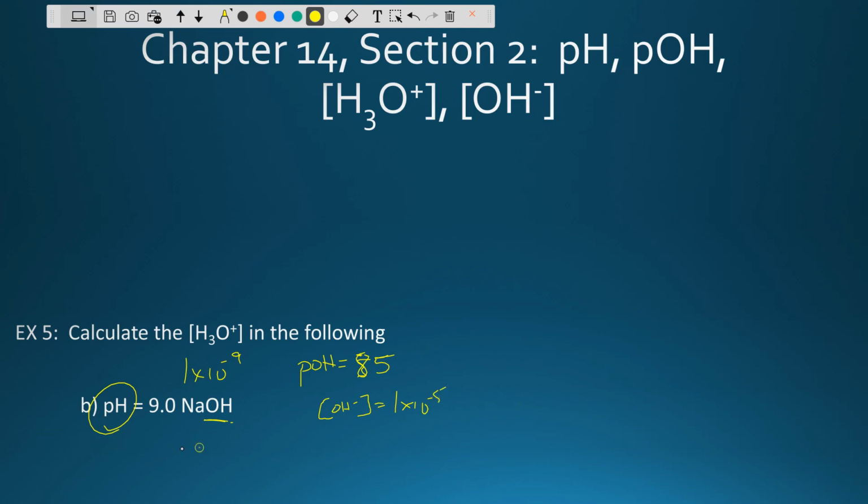Okay, so notice we're okay with those descriptions because I'm already given the pH, and that corresponds directly with my hydronium. And if they were asking about my hydroxide, then I would have to go this other route.